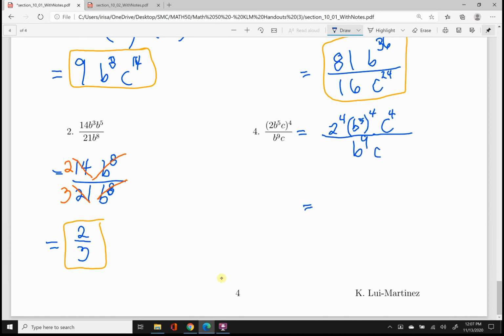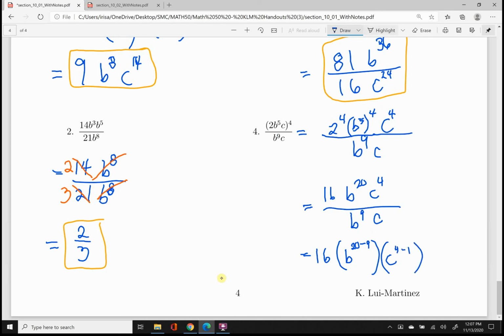Now, what do we have here? 2 to the 4th power, as we saw earlier, gives us a 16. This product rule here will be b to the 20th power, and then we have c to the 4th with a b to the 9th c in the denominator. So I would split these up into 3 groups, right? We have 16, sure, and then we have b to the 20 minus 9 power using the quotient rule, and then c to the 4 minus 1 power.